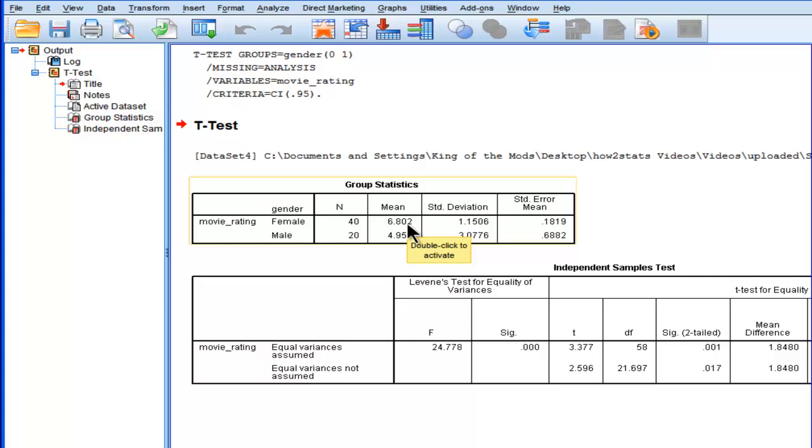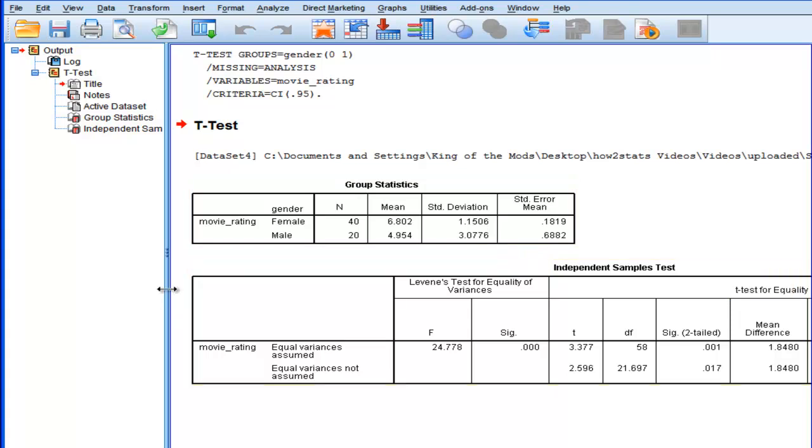so the females rated the romantic comedy higher than the males, 4.9, but the standard deviations are much different, so there's a lot of variability in the males in comparison to the females. In fact, about 3 times more variability. And that's why, correspondingly, we have a Levene's test of equality of variance that's statistically significant. So it's saying that these standard deviations are different from each other statistically.